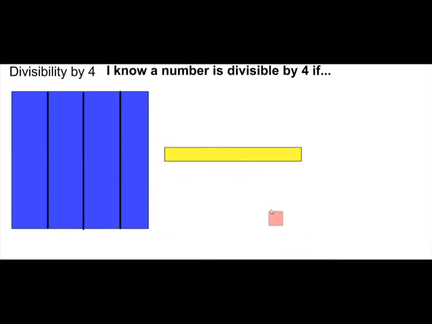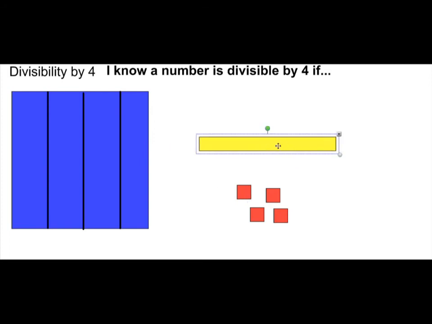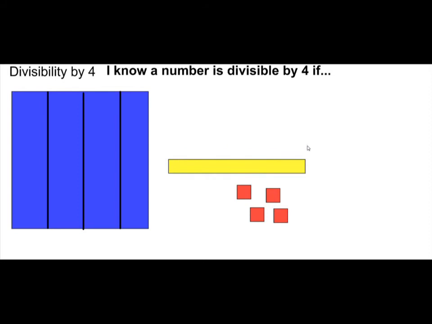Let's take a number like 114. Is 114 divisible by 4? Well, I know 100 is divisible by 4. All I really need to ask is, is 14 divisible by 4? If I replace that with 10 blocks, I'd have 14 blocks here. Hopefully you can see that 14 things can't be divided up into 4 equal groups. 14 is not a multiple of 4.